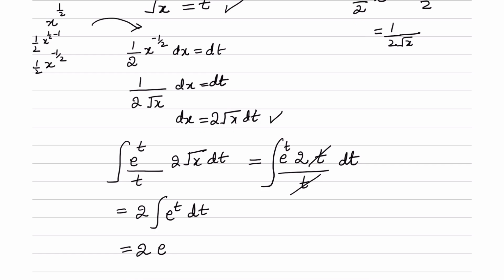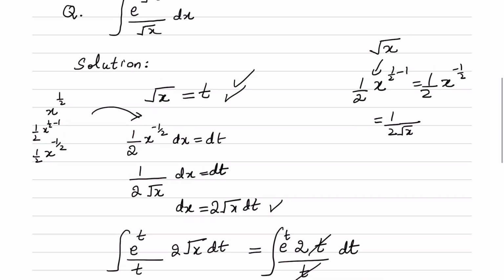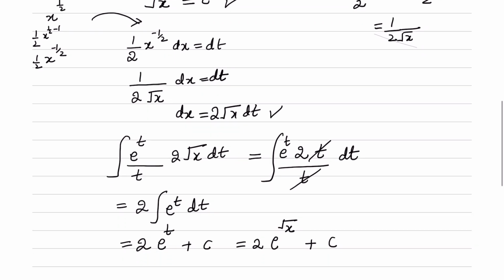So we have 2 into e power t plus some constant, but t was not originally our variable, so we will put the value of t, which was square root x, plus some constant. This is how we solve this integral by substitution.